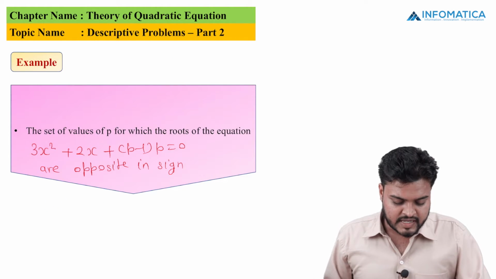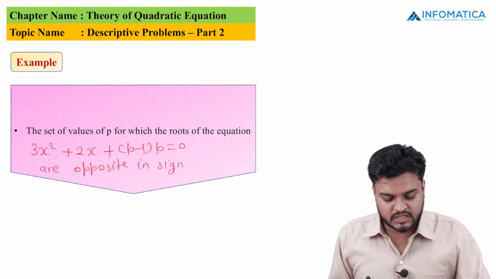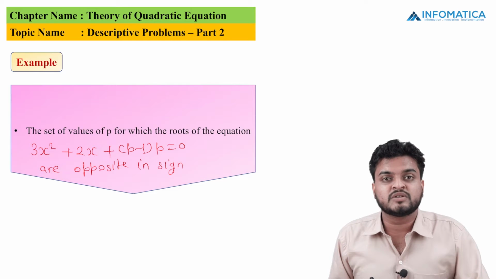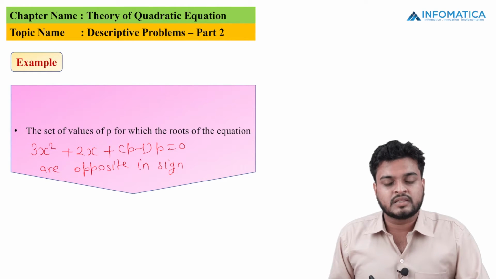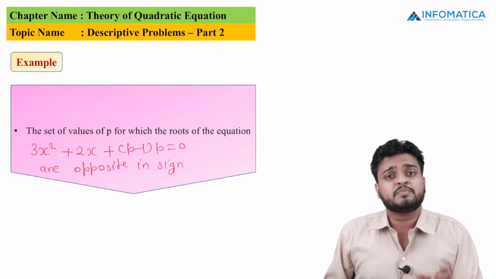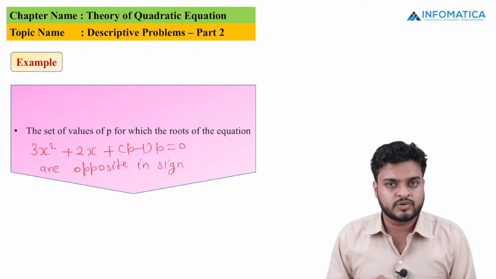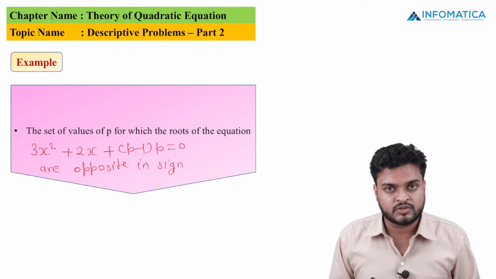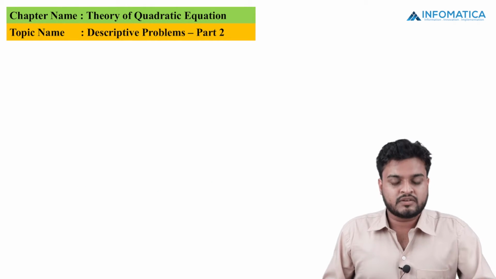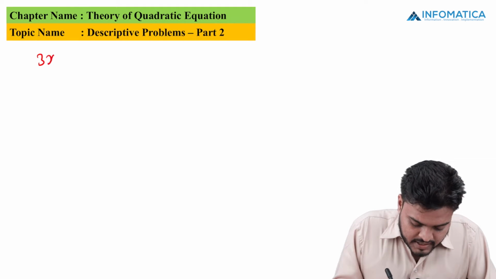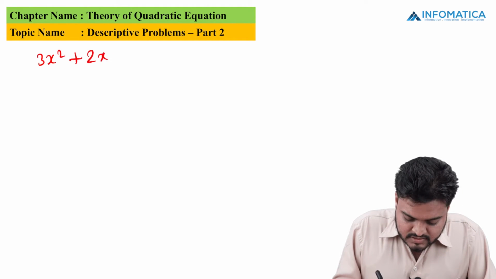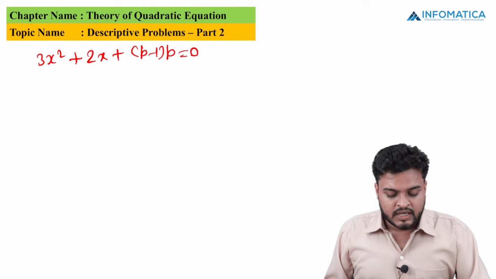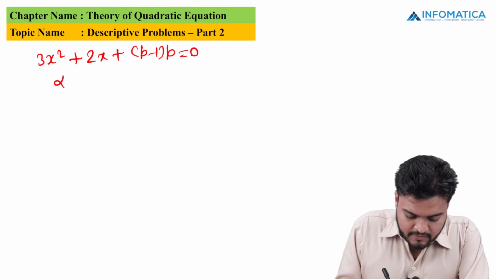So my question is, the set of values of p for which the roots of the equation 3x square plus 2x plus (p minus 1) into p is equal to 0 are opposite in sign. This question asks what values or ranges of p make the roots of this equation opposite in sign. If we have the equation 3x square plus 2x plus (p minus 1) into p is equal to 0, and suppose its roots are alpha and beta.